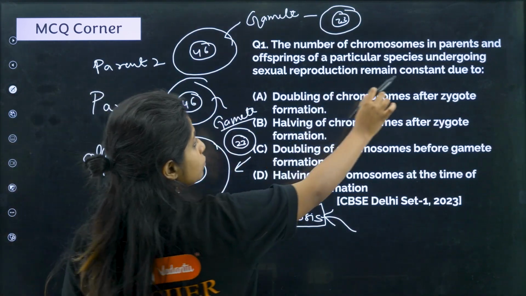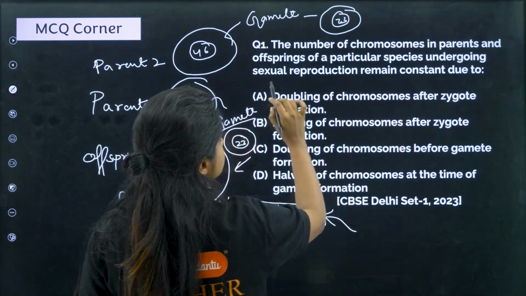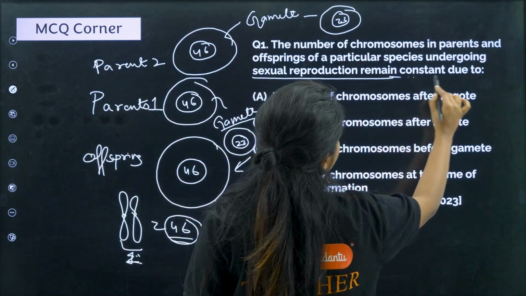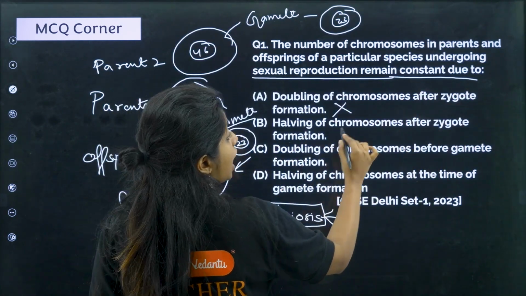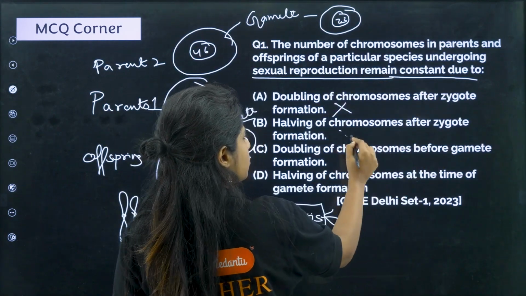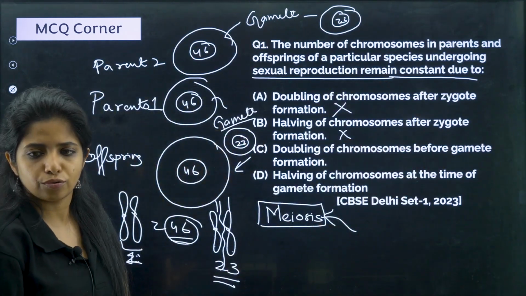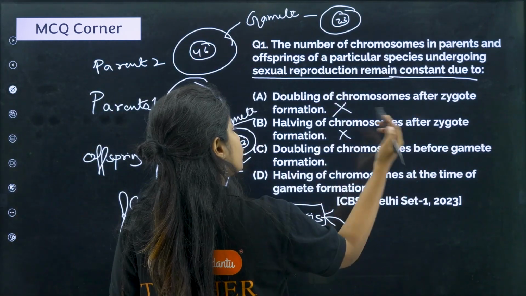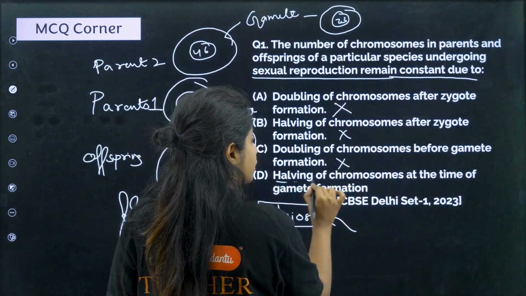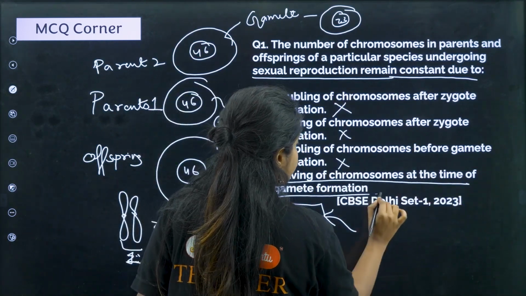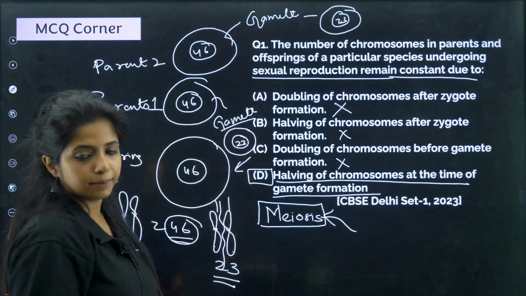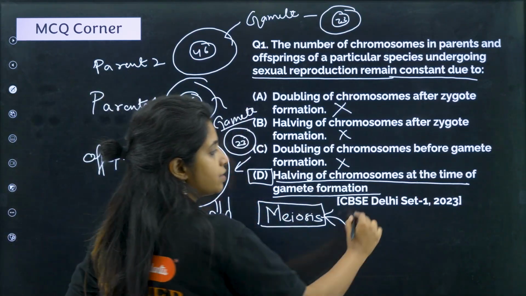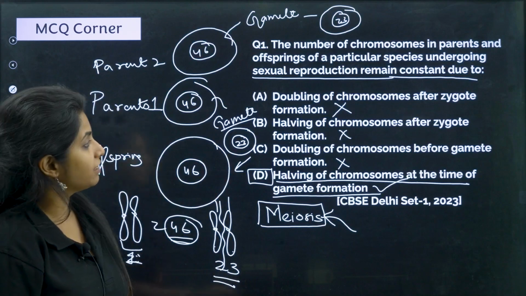Okay, so the number of chromosomes in parents and the offsprings of a particular species undergoing sexual reproduction remains constant due to what? Doubling of chromosomes after zygote formation? No. Halving of chromosomes after zygote formation? After zygote formation, why do we need to do so? No. Doubling of chromosomes before gamete formation? No. Halving of the chromosomes at the time of gamete formation. While we form the gametes, we have to halve it. So this becomes your answer. Cool? Now the next question.